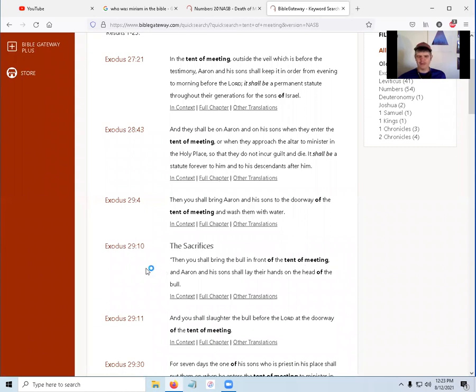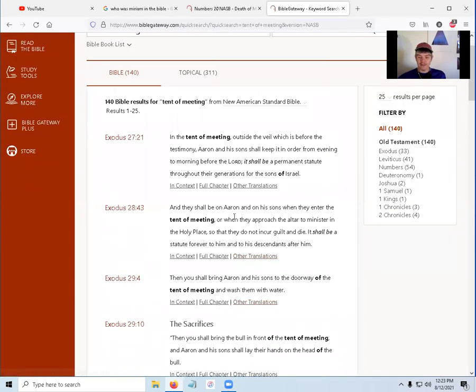So the tent of meeting is a pretty important place. Slaughter the bull before the Lord in the door of the tent of meeting. So sacrifices, slaughtering the bull, the priest, because Aaron and the priesthood, they're coming before the tent of meeting. So the tent of meeting seems to be an important place. It's for priests, it's for sacrifices.